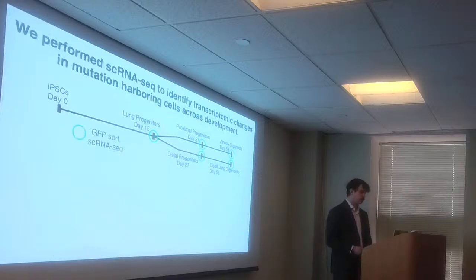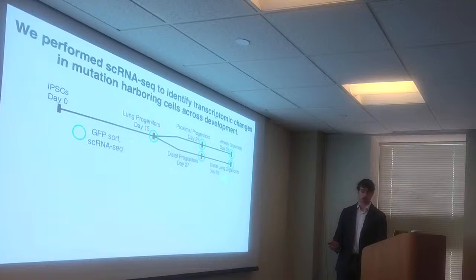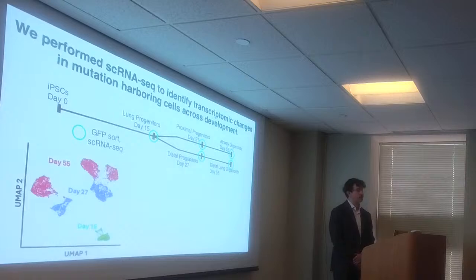So first, we performed single-cell RNA sequencing, which will identify the entire transcriptome of single cells at a number of different time points, once again. So we have our lung progenitors at day 15, and then proximal or distal progenitors, and then either airway or distal lung organoids. And from here, we're able to present this data. This is called a UMAP. For those of you who haven't seen a UMAP before, all you need to know is that each dot represents a single cell. Two dots that are close together are transcriptomically similar to each other. Two dots that are far away are transcriptomically very different from each other.